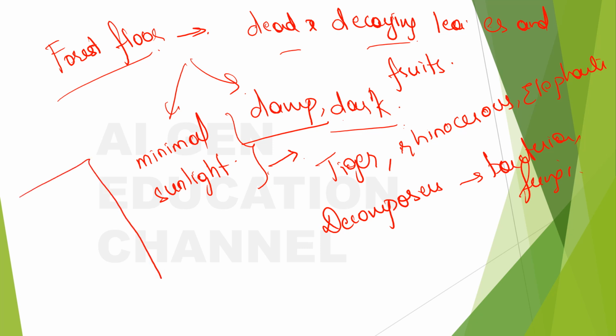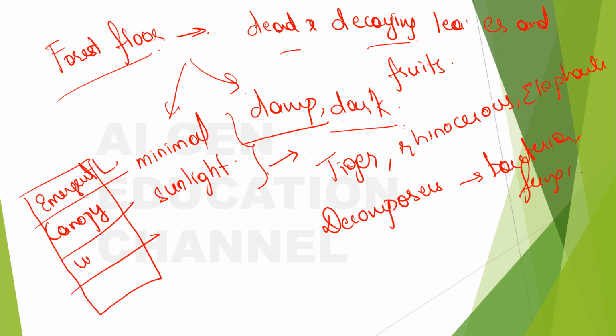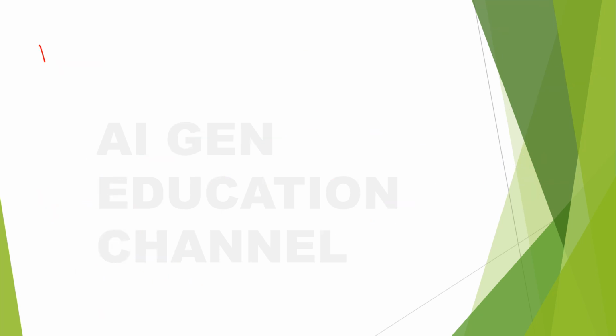Now to recall, what are all the layers that we have mentioned? Emergent layer, then comes canopy. After that, understory. The final layer is forest floor, right? This is about the layers of the forest. The next topic we shall get into is the interdependence of plants and animals. So first of all, just think: are animals dependent on plants, and are plants dependent on animals?